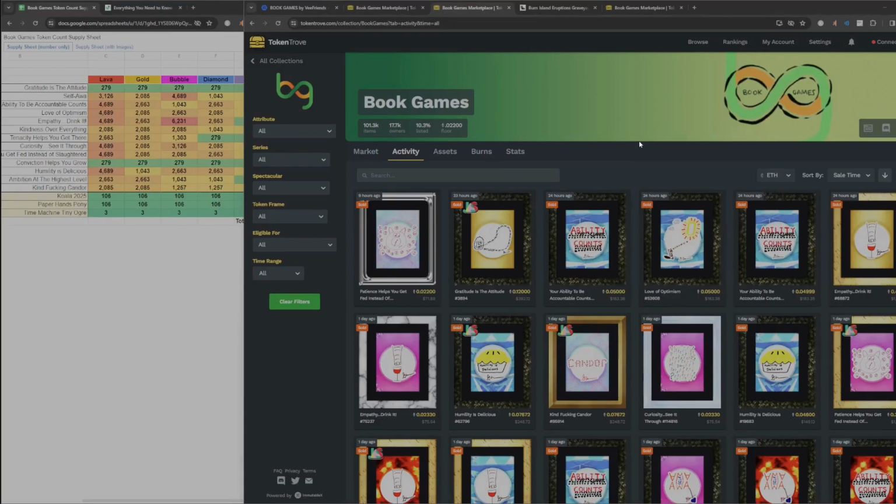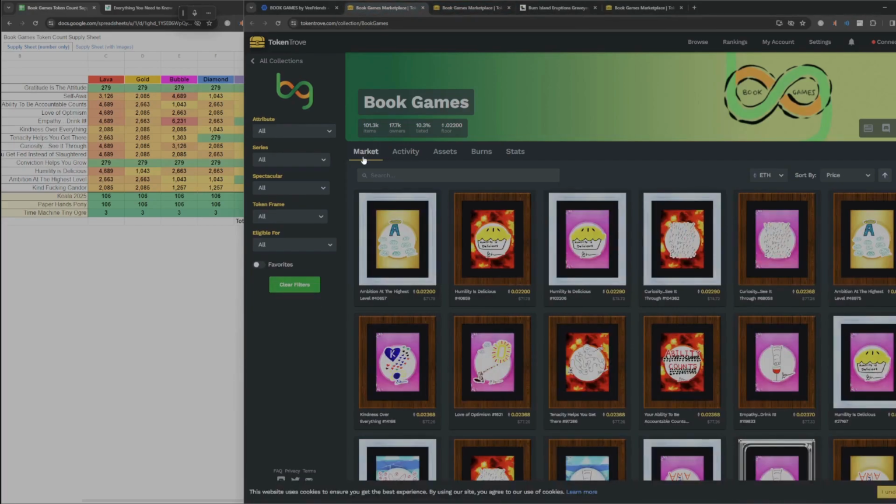Okay, so you've finally made it to Token Trove. Where do you go from here? Well, first I would like to orient you to two specific tabs. The first being the Market tab. Also, be mindful that you are actually on tokentrove.com. That's the home of book games to my best knowledge at this present moment.